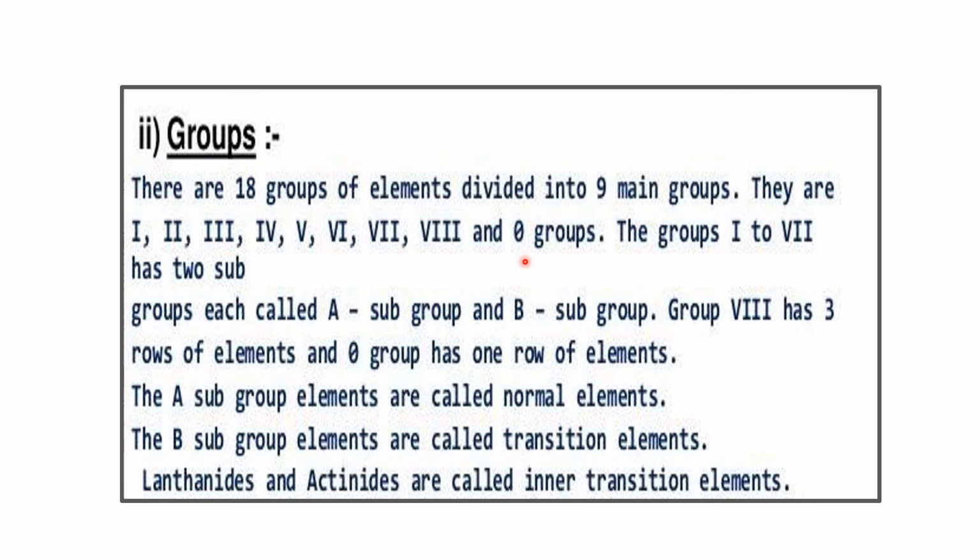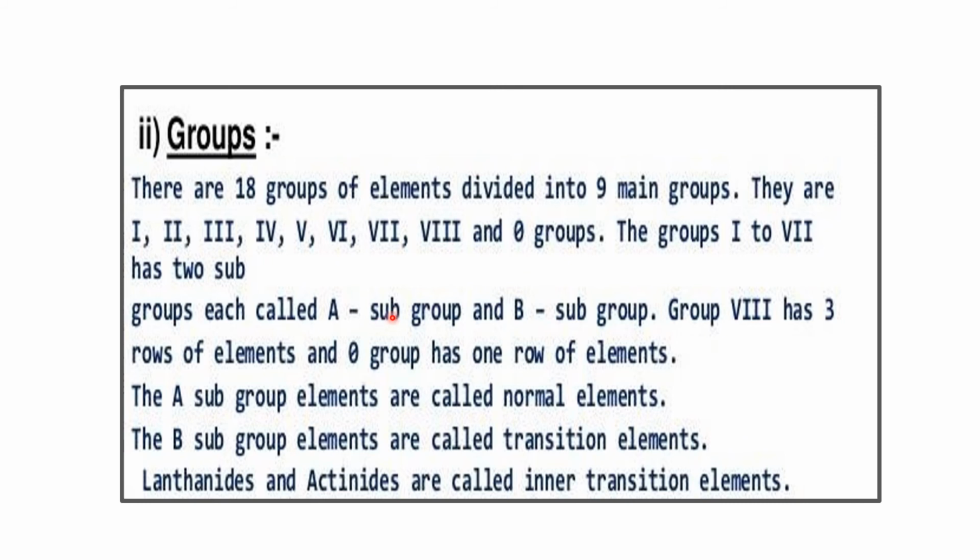And the groups from 1 to 7 each have 2 groups, called A subgroup and the other one B subgroup. So here 1 to 7 are divided into 2 groups. So 7 twos are 14. Then 8th group has 3 rows of elements. So 14 plus 3, it is 17. Then 0 group is the 18th group.